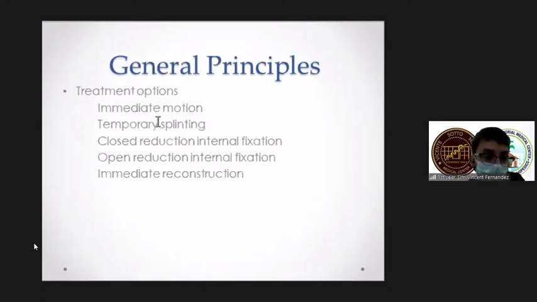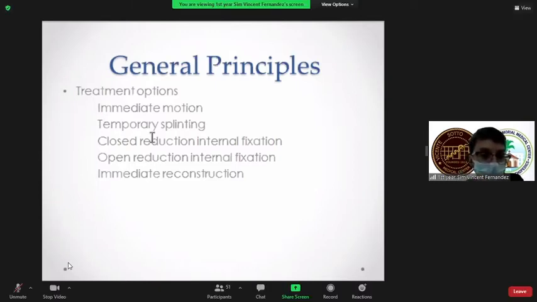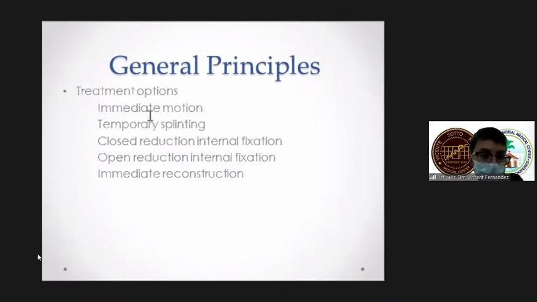So for treatment options for hand injuries, we have immediate motion, temporary splinting, closed reduction and internal fixation, and then open reduction, internal fixation, and/or immediate reconstruction. In general, non-operative treatment has the advantage of lower cost and lower complications such as bleeding and infection, but stability is less assured. Closed reduction and internal fixation prevents overt deformity, but it's not so anatomic and it's prone to pin tract infection. What's more anatomic is open reduction, internal fixation, but the disadvantage is there's more tissue trauma.